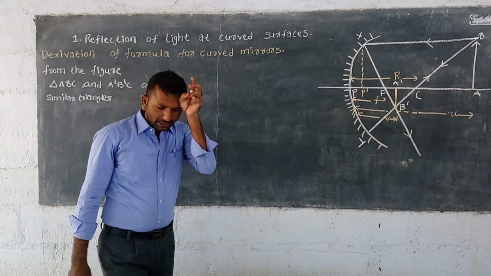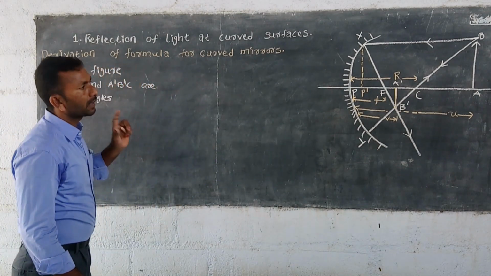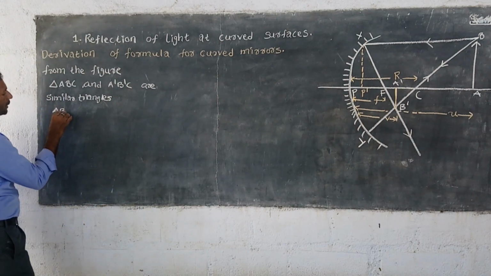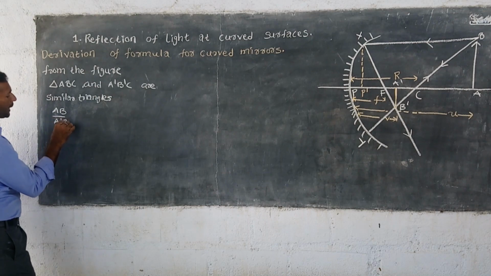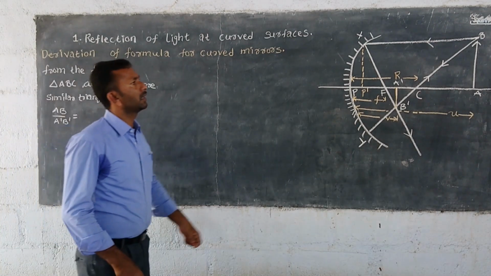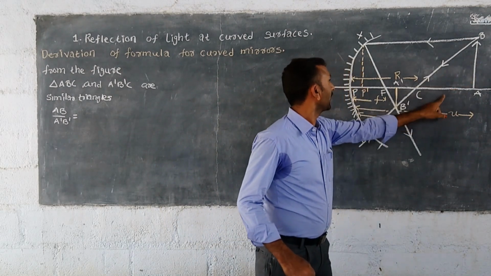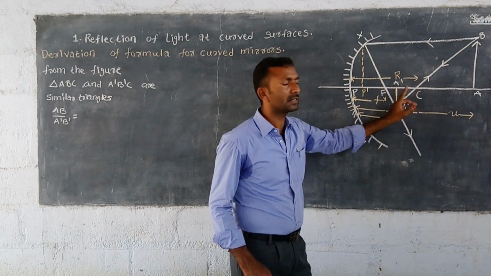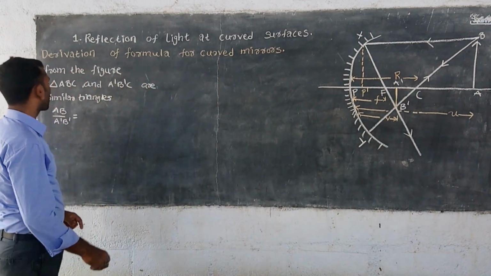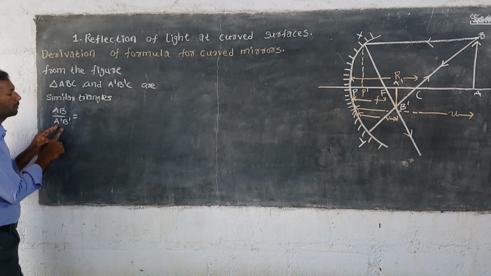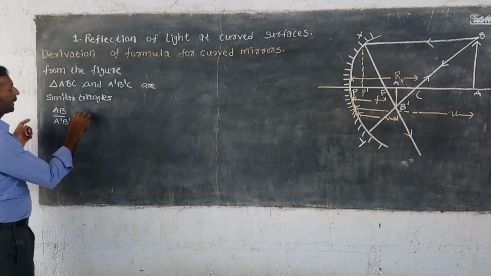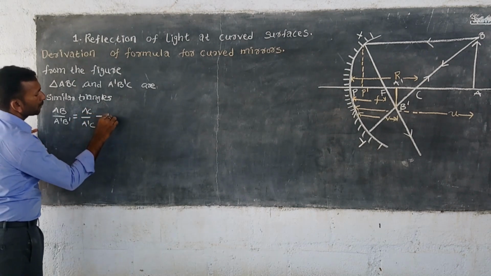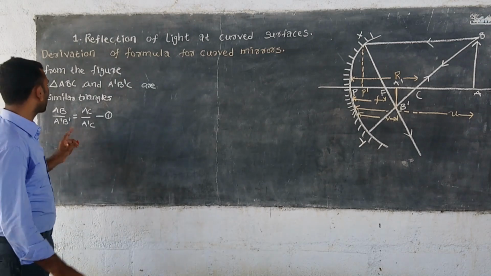Both are similar triangles, and using the similar triangles theory, the sides are in proportion, so we can write AB by A'B'. Looking at the sides of triangles ABC and A'B'C, both are similar triangles. Then from the figure we can write AB by A'B' equals AC by A'C. From the figure we can write this.